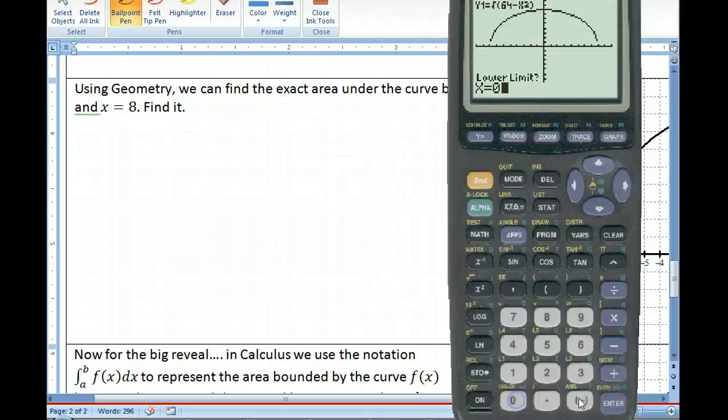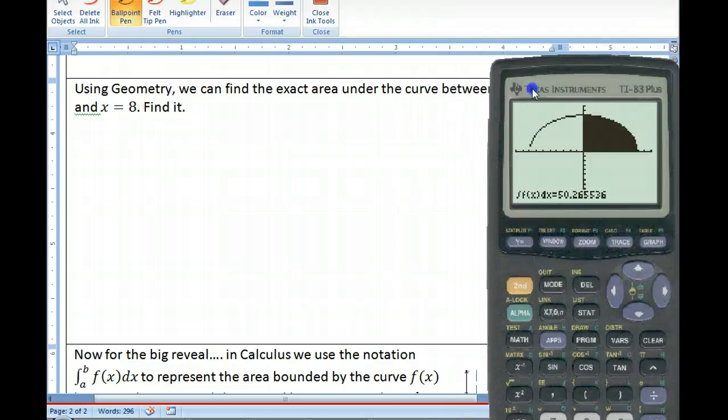This one, from 0 to 8. And again, the trapezoidal approximation should be less than 50.265 or 0.266 because it's an underestimate.